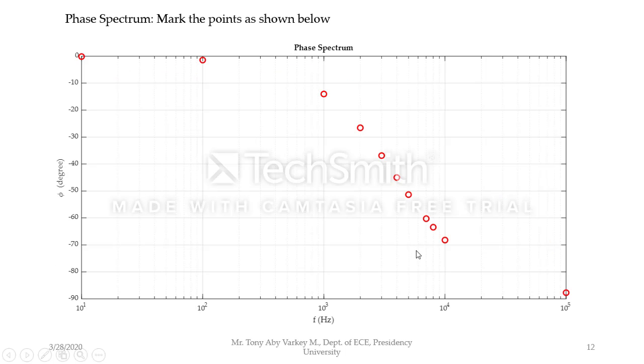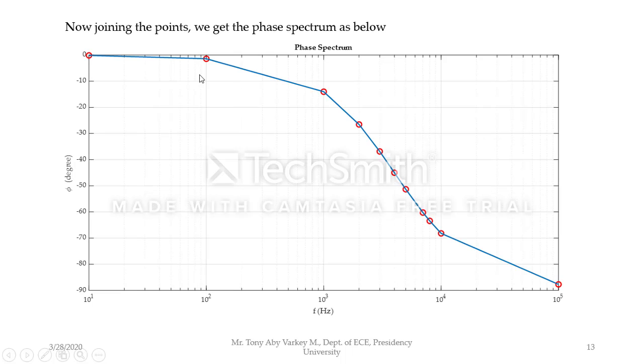Now similarly for the phase, we will mark the points. At each frequency we will find the phase and it is marked. So frequency and phase is marked. Now to plot, we join it using a smooth curve. This is not that smooth because I drew straight lines here. While drawing, you should use smooth lines so that you get something like that. Clear? So this is the phase response.